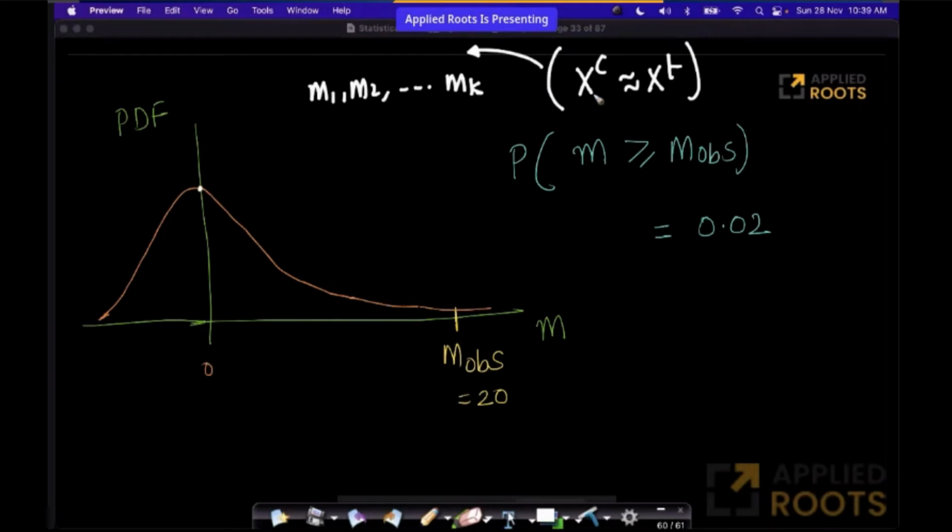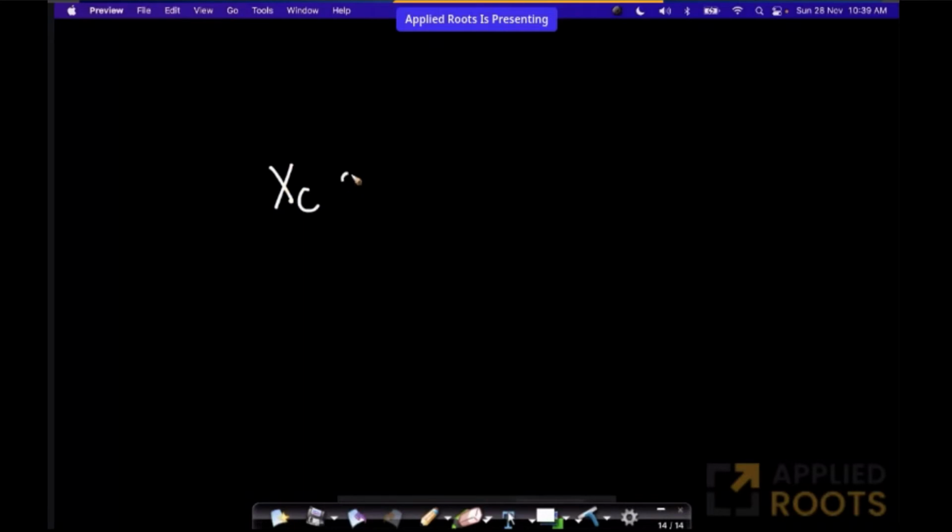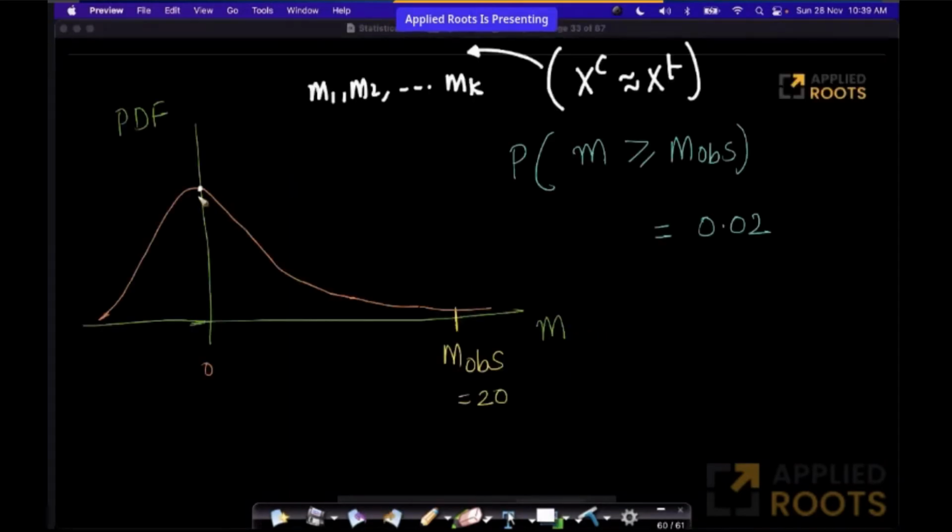Because imagine if XC and XT have the same distribution. Very simple logic. If XC has the same distribution as XT, then if I take some N samples and M samples, I compute the median here, I compute the median there. The difference between these medians, which we just computed, most of those differences will be close to 0. Some could be negative, some could be positive. So this is the PDF of this M, where we are taking these K values and plotting the PDF.